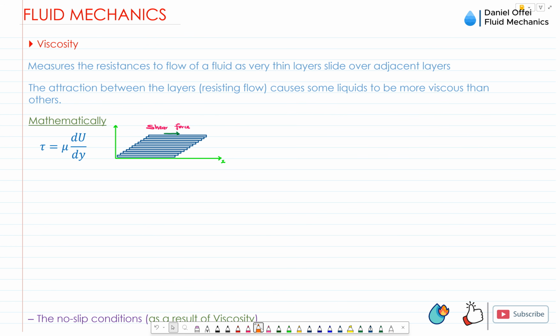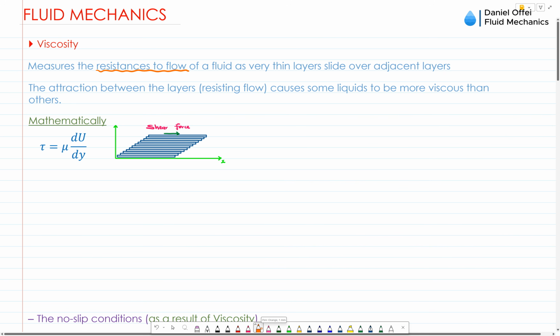So simply put, viscosity is just the internal resistance within a fluid or any substance. And this is as a result of layers of that fluid sliding over each other. And we know whenever things slide over each other, there should be some form of friction. So that friction is what causes the layers to resist the flow.